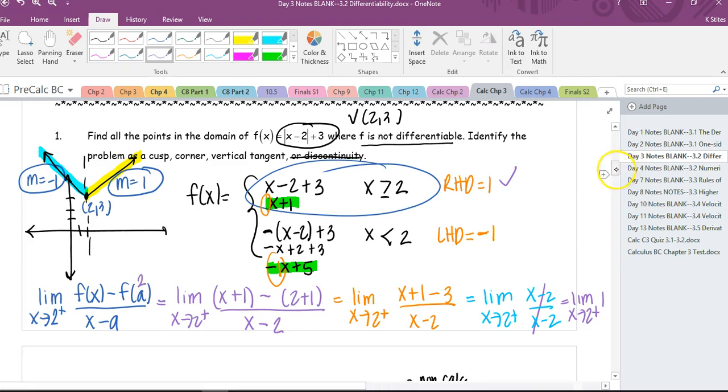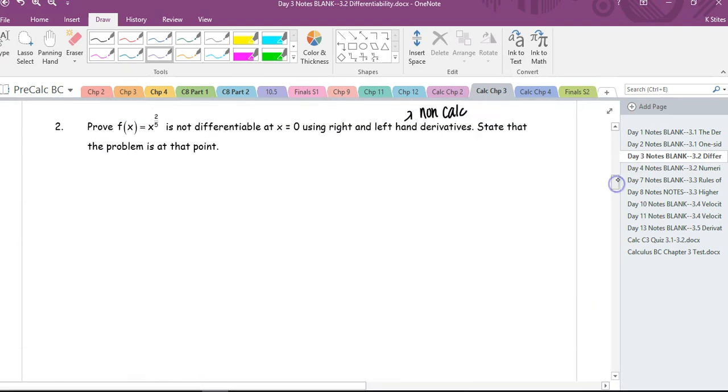All right, we have 2 more examples. Prove that f of x equals x to the 2/5 is not differentiable at x equals 0 using right and left-hand derivatives. State that the problem is at that point. So we're going to do this non-calculator. If it's a calculator portion, you type it in and you look at it and you say what it is. But if it's non-calculator, we're going to have to use left and right-hand derivatives.